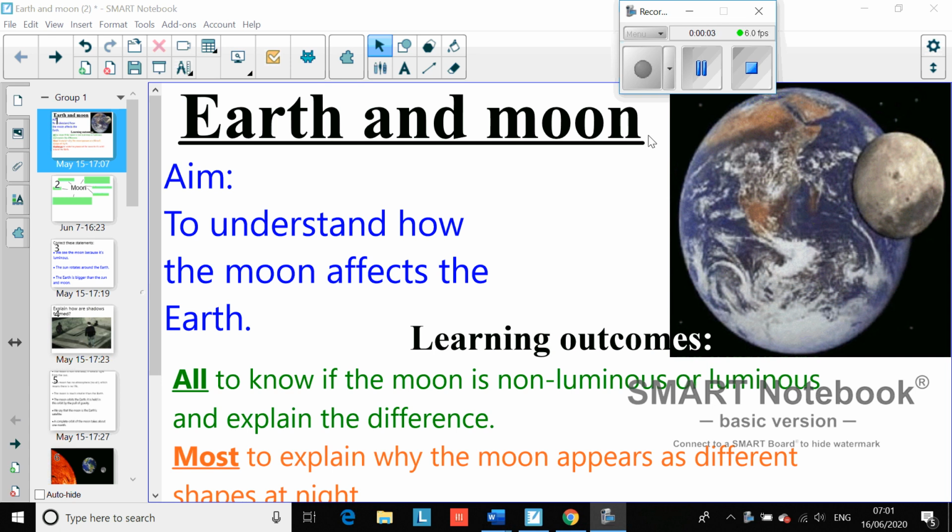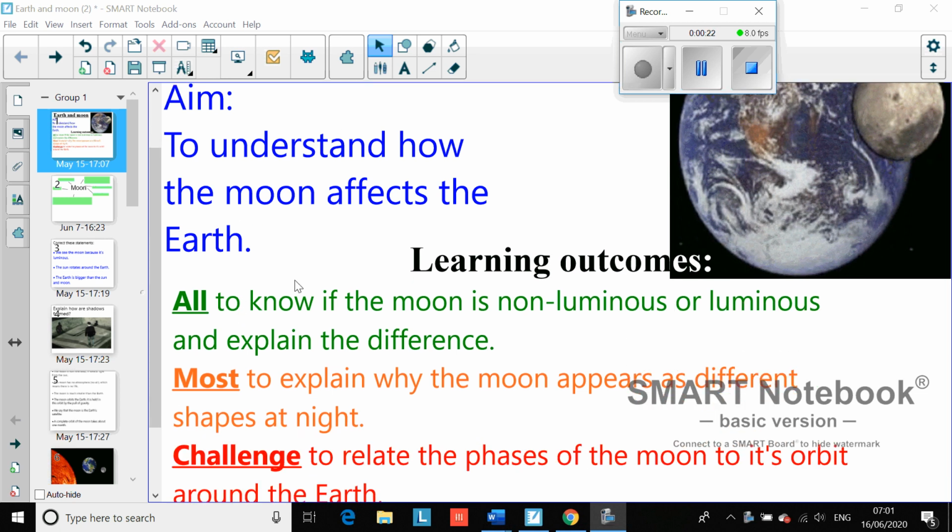Good morning, Year 7. So today we are going to do a little bit of extra work on the moon. I must say I was really impressed by the research that you did. You've had 18 uploaded so far. I do need the rest though. So firstly, we're going to understand how the moon affects the Earth.